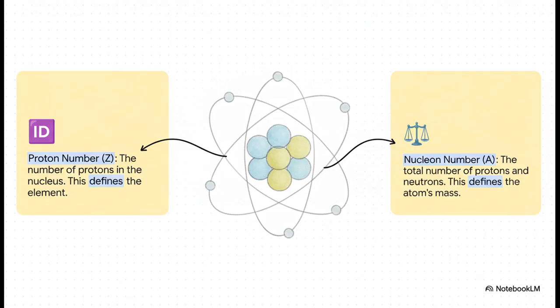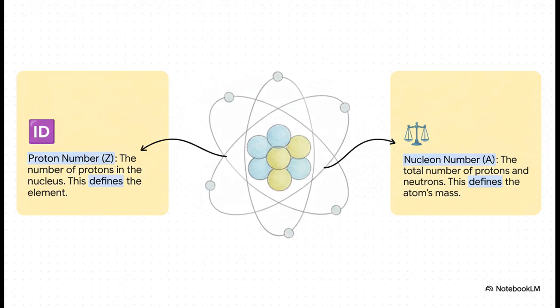First, you've got the proton number. This is the big one. It's just the number of protons, and it is what defines the element. Every single carbon atom in the universe has 6 protons. Every oxygen atom has 8. No exceptions. That number is its identity.